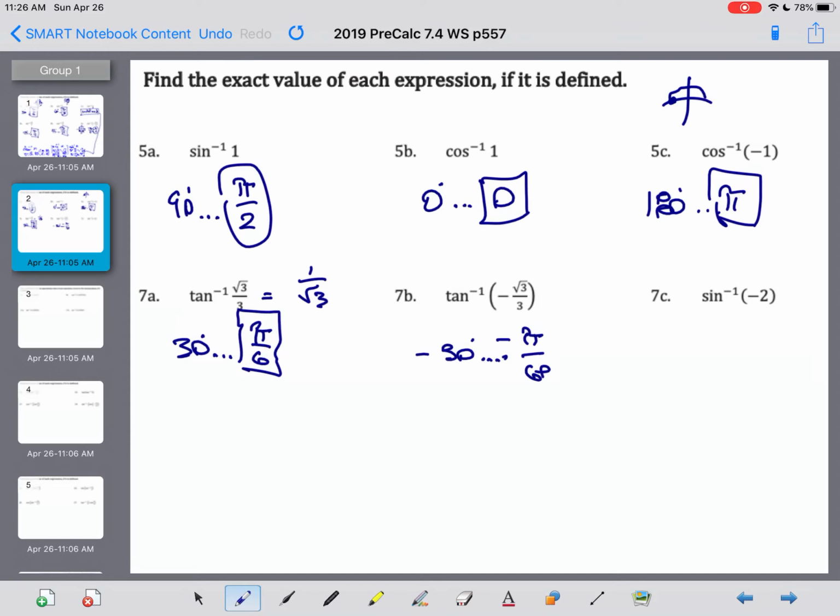Okay. And here again, sine inverse of negative 2 can only go as far down as negative 1, so this is undefined. Now if we wanted to graph what this looks like, here's my unit circle. And again, I'm looking at a point down here at negative 2, and you can see it's not on the unit circle, so that's why we stop.